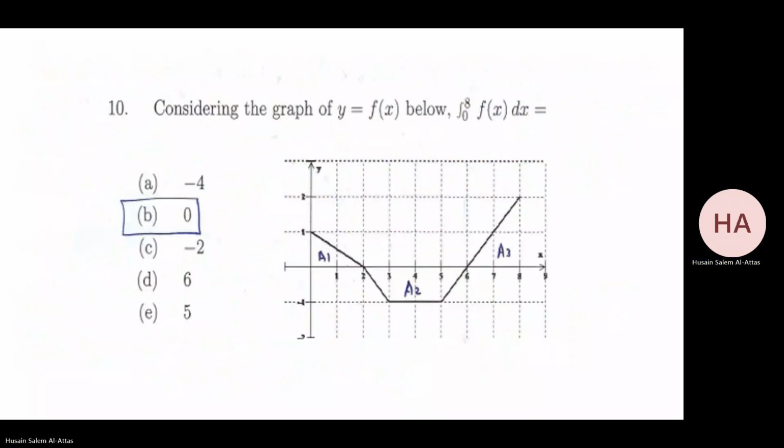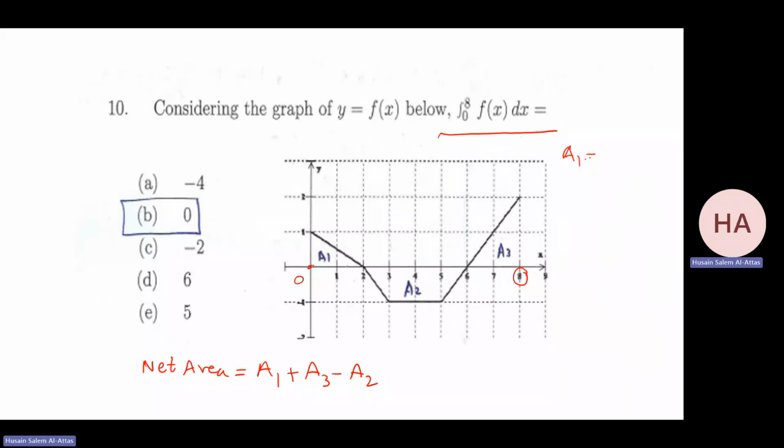Okay, you want us to find the integral of this from 0 to 8. It will be very clear. It will be the net area, which is area 1 plus area 3 minus area 2. Let us do these areas one by one.